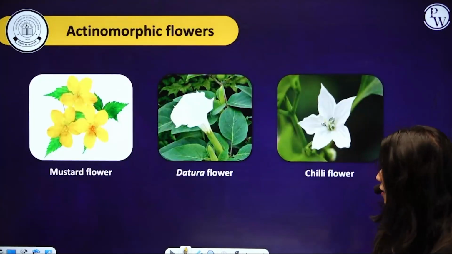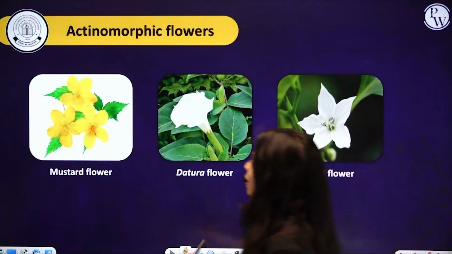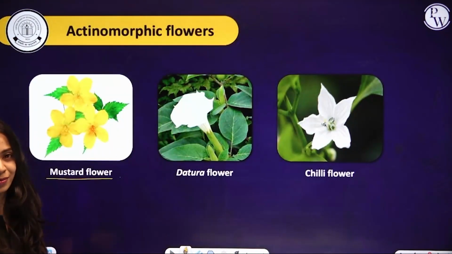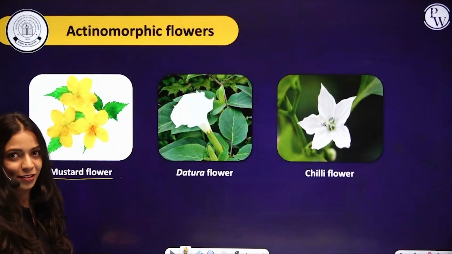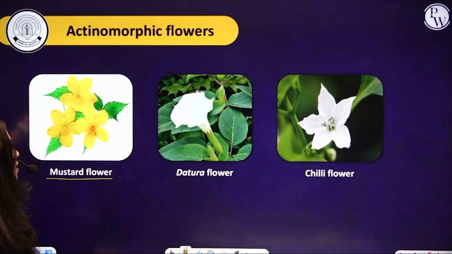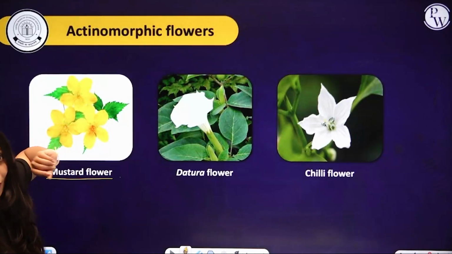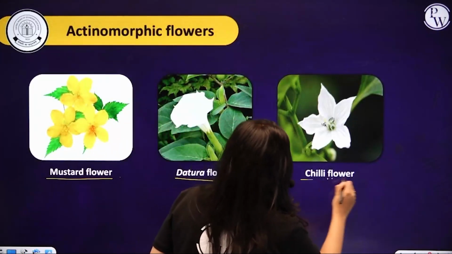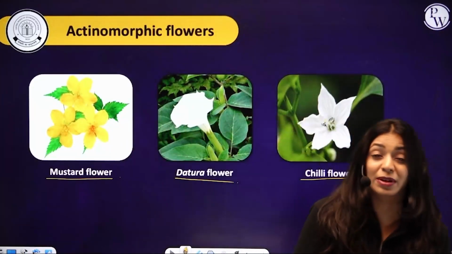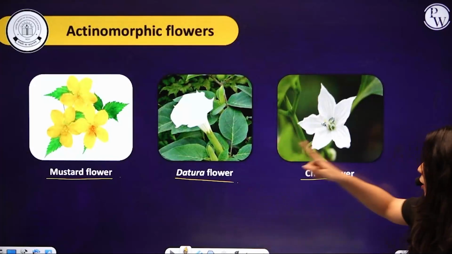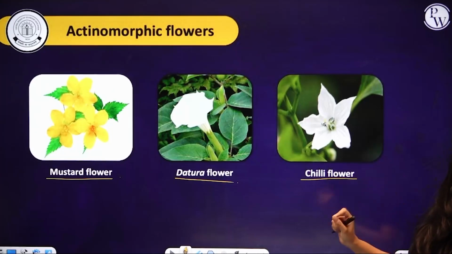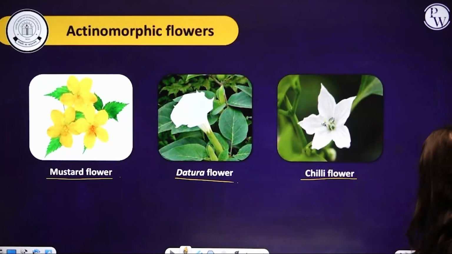Now let's look at some examples of actinomorphic flowers. Mustard flower, very popular in the movie DDLJ. You must have seen there's a song that Shah Rukh Khan sings in the mustard field, right? So these are those flowers. This is actinomorphic, or it exhibits radial symmetry. Datura flowers, chili flower. Both of these are members of the family Solanaceae or brinjal family. They also exhibit radial symmetry. So these flowers are radially symmetrical. Okay. So we call them actinomorphic.